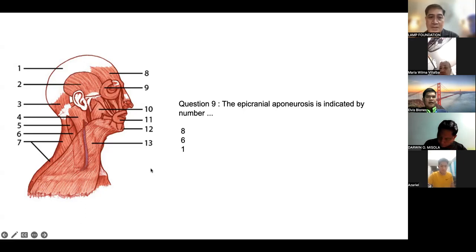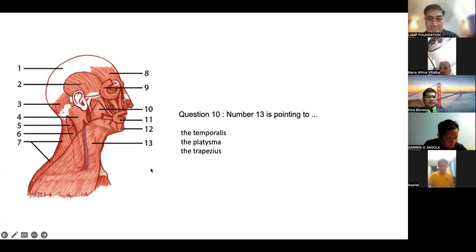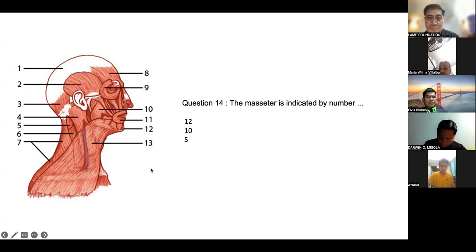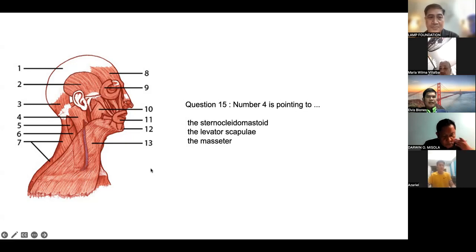Number 13 is pointing to? Platysma. The levator scapulae is indicated by number? Number 6. The mentalis is indicated by number? Number 12. Number 5 is pointing to? Splenius capitis. The masseter is indicated by number? Number 10. Number 4 is pointing to? Number 4 is the sternocleidomastoid.